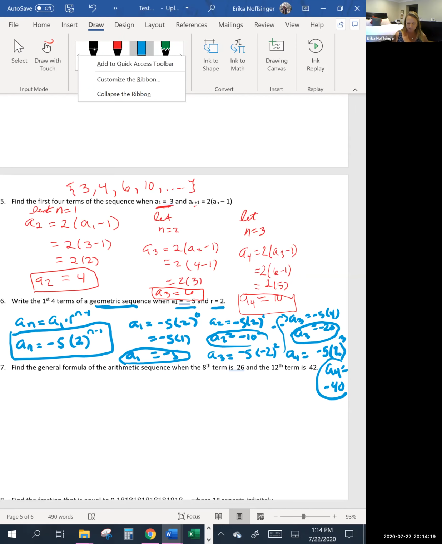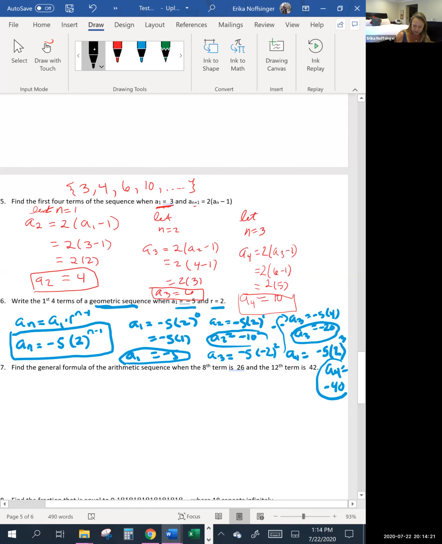So find the general formula of an arithmetic sequence. We're given it's arithmetic, whose 8th term is 26 and whose 12th term is 42. There's a couple different forms for an arithmetic sequence. One of them is in terms of a sub 1 and d, the common difference. A sub n, the nth term, could be defined as the first term, a sub 1, plus the quantity n minus 1, that quantity times d.